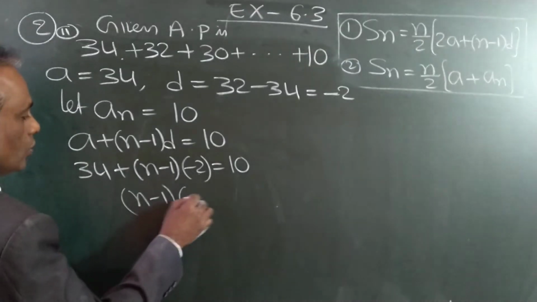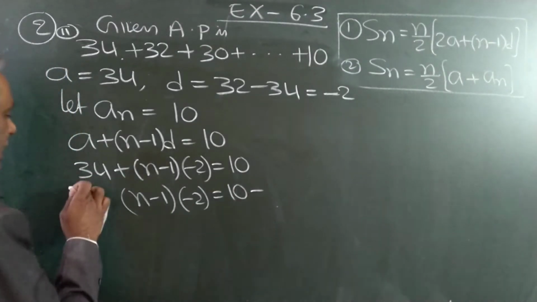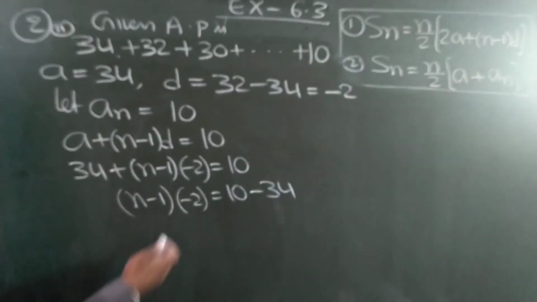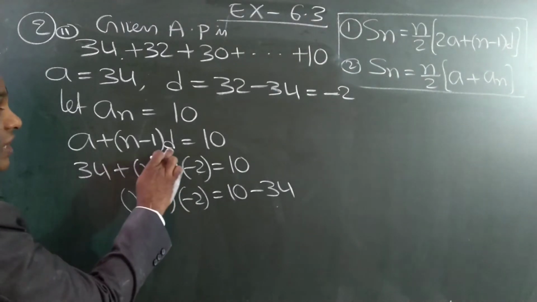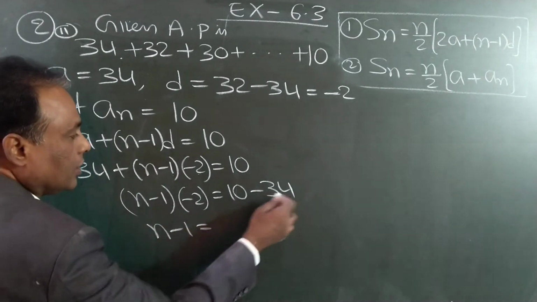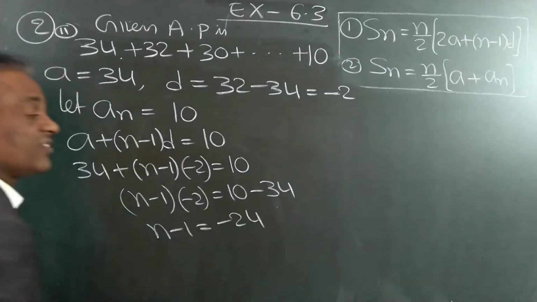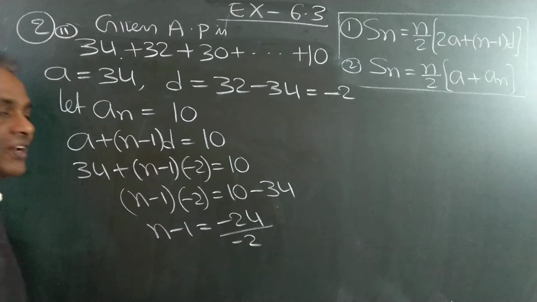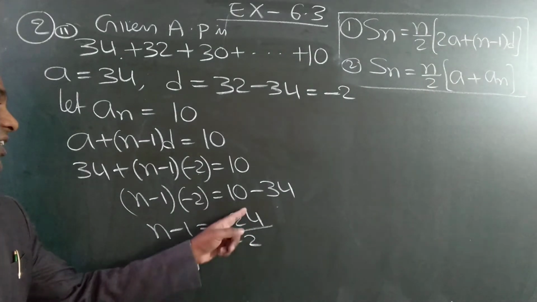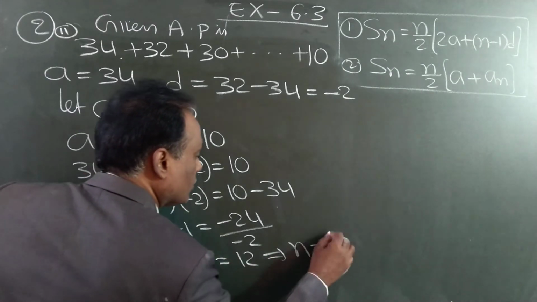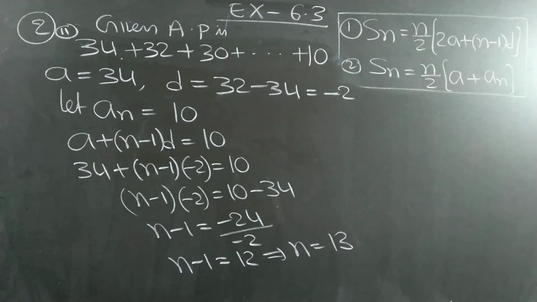So 34 plus n minus 1 into minus 2 is equal to 10. N minus 1 into minus 2 is equal to 10 minus 34. That side minus 34, this is plus, that side minus. Since it is n minus 1 into d, it will go into the denominator. So n minus 1 is equal to minus 24 by minus 2. Minus minus cancel, 2 12s are 24, so n minus 1 is equal to 12, n is equal to 13. So this series has 13 terms.